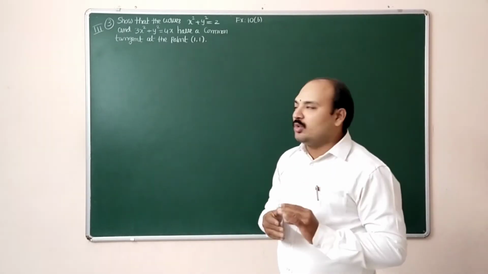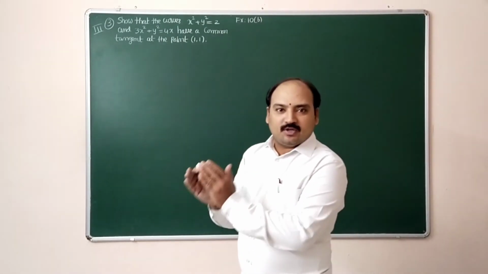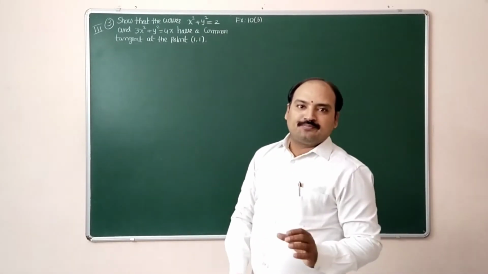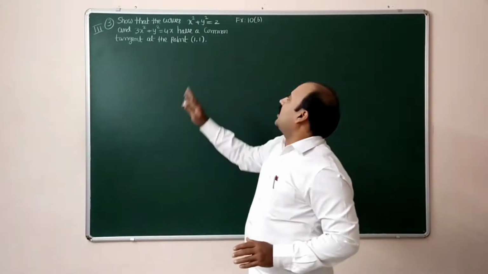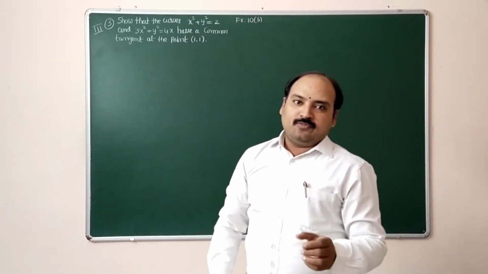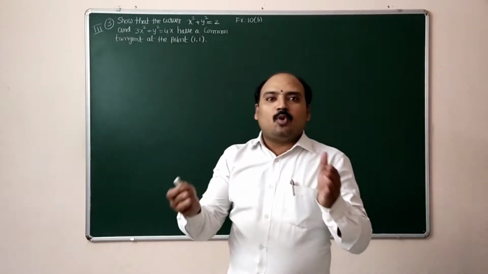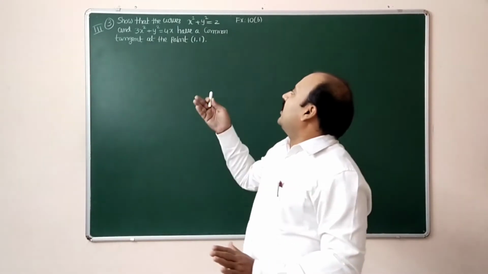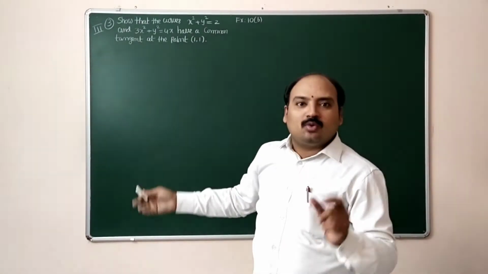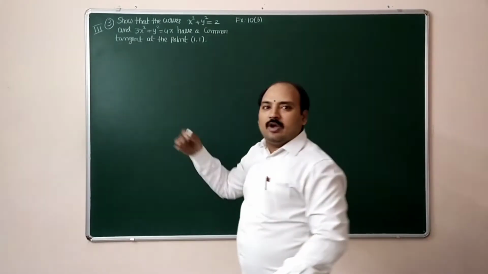See, first what we have to do: consider both the curves, find out their derivatives, that means the slope of the curves. After getting the slope of the curves at 1, 1, with slope and point known, you can find out the tangent equations. If both the tangents are equal, then the two curves have a common tangent at the point 1, 1. This is the procedure. We will do that.